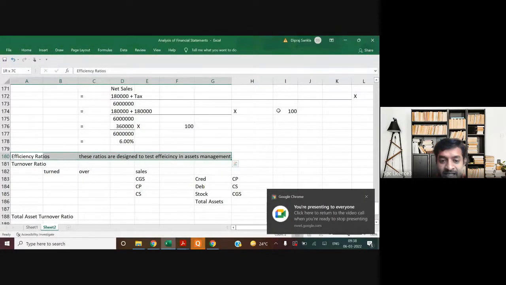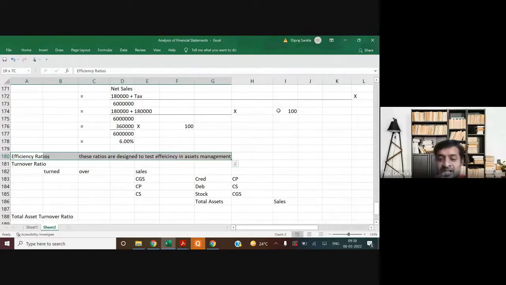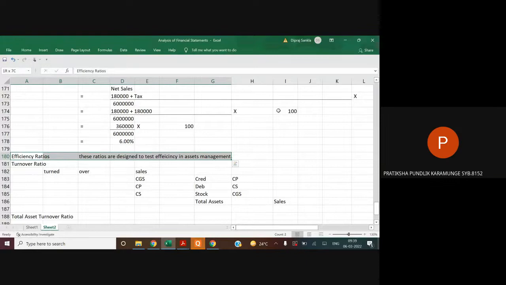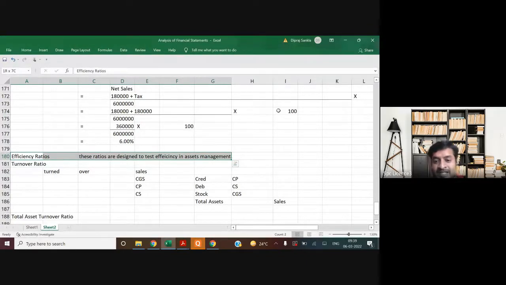इफिशियन्सी रेशो मध्ये व्हॉट डू वी डू? We test the efficiency in asset management, whether asset is properly managed or not, that we test in efficiency ratio. For example, stock turnover ratio. In stock turnover ratio, we measure the liquidity quality of stock and the efficiency of inventory department, right? Whether stock is properly managed or not. In debtors turnover ratio, we measure the liquidity quality of debtors, and we also find out how many times debtors are turned over, or how frequently credit sale is made.